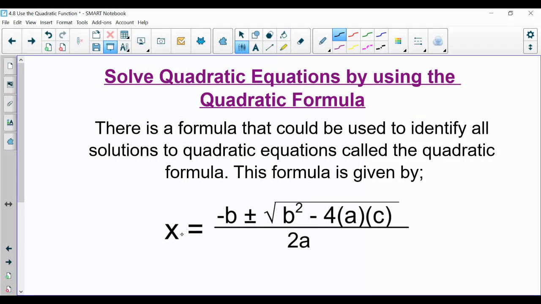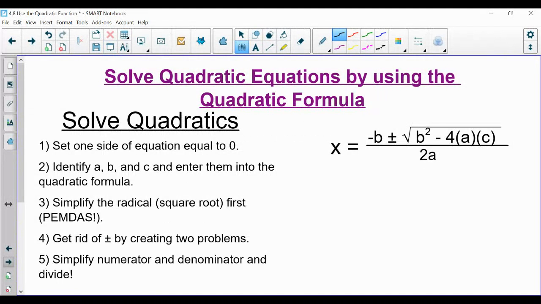That will give you the x values. It's going to give you 2, because of the plus or minus, so it's going to give you both solutions to this quadratic that you weren't able to solve using one of the other methods. I have some steps here for us.